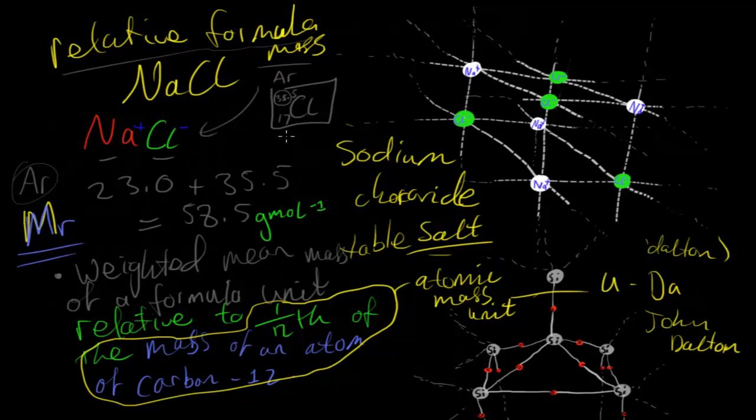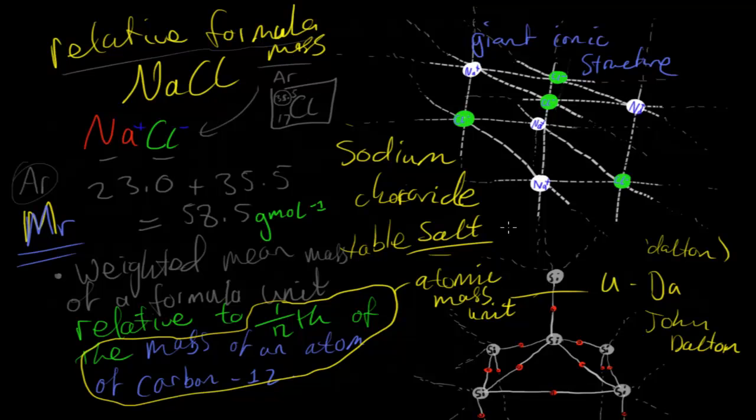Now, the difference between relative formula mass and relative molecular mass is that relative formula mass includes compounds with a giant ionic structure, such as sodium chloride. This has a giant ionic structure. As you can see, I've drawn lines around the edges, and this is sort of like a crystalline structure, and this would basically extend out this way, this way, this way, this way. It'd extend out in all directions, so it would be a giant structure.